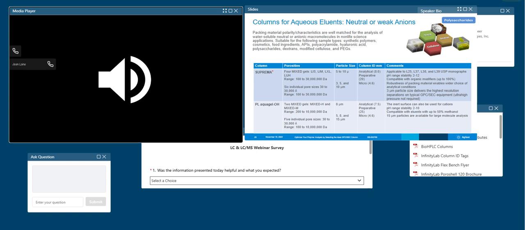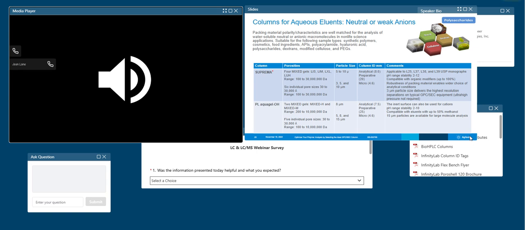The Suprema columns offer the widest range of SEC columns for particle size and pore sizes, available in linear and individual pore size packings. This column is specifically suited for a number of USP monographs noted here. Columns can work in a pH range of 2 to 12, and these columns are compatible with organic modifiers up to 100%, making this a very versatile and robust packing material. Suprema is offered in high resolution, high efficiency 3-micron particles as well.